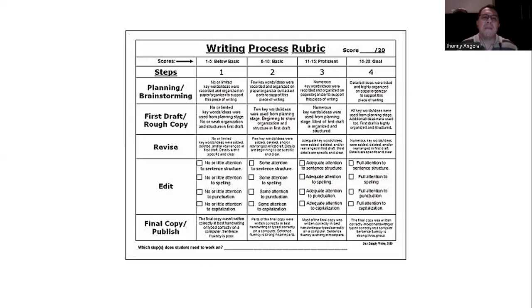The first step is pre-writing, and this process includes planning, brainstorming, techniques of pre-writing, first draft, rough copy, outlining, revise, edit, final copy, and publish. Those are the criteria, right? Planning, planning. What are you talking about?